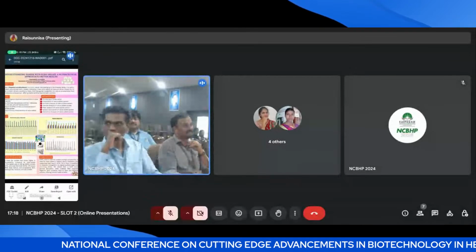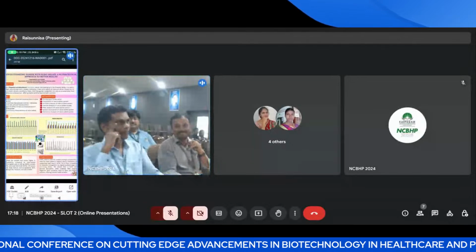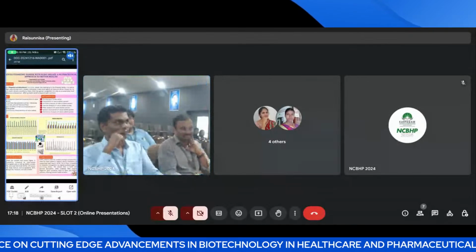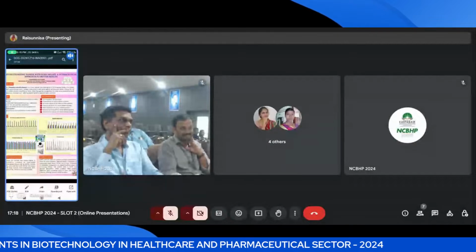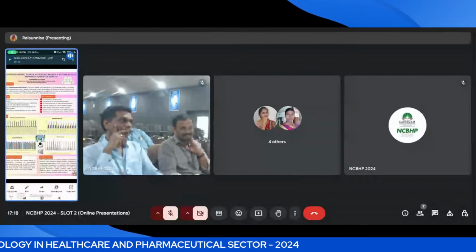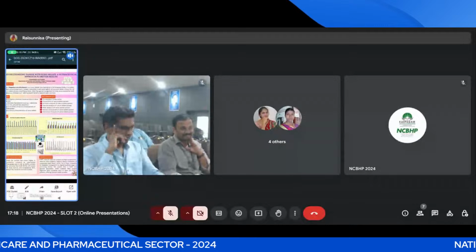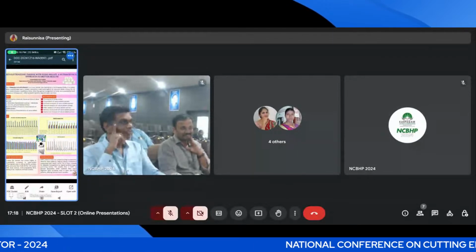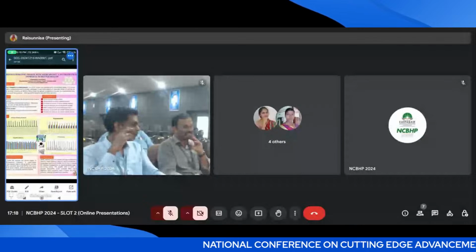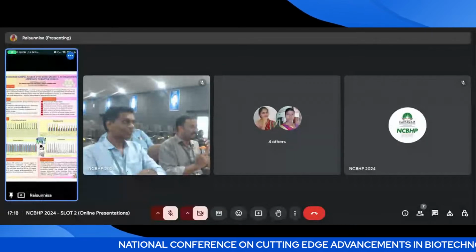that my value added paneer has low fat and high fiber because milk product has no fiber. When I added my Kodo millet flour, I'm getting fiber in my paneer. So this is my research article, sir.